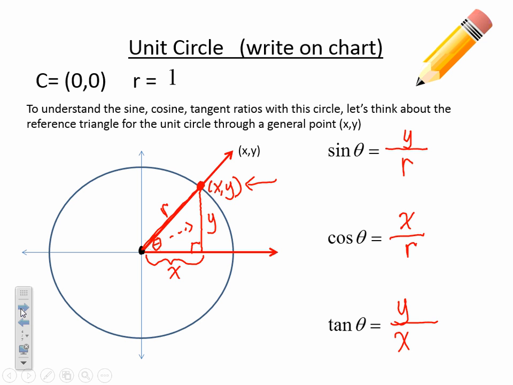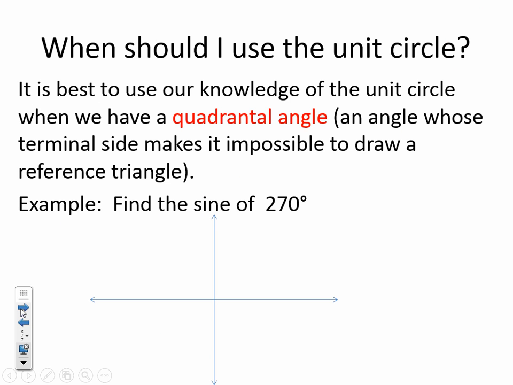These three ratios need to be written on your chart because they're important. Whenever we use this unit circle, we're going to use it at special occasions here in a minute. We're going to need to refer to these three ratios. So it's best to use the unit circle when we have a quadrantal angle, an angle whose terminal side makes it impossible to draw a reference triangle.